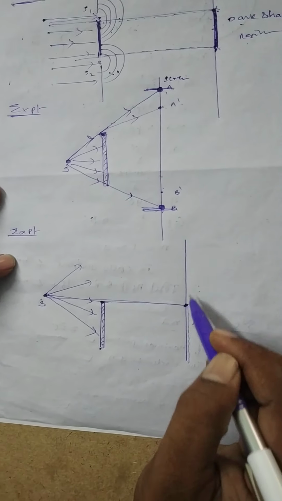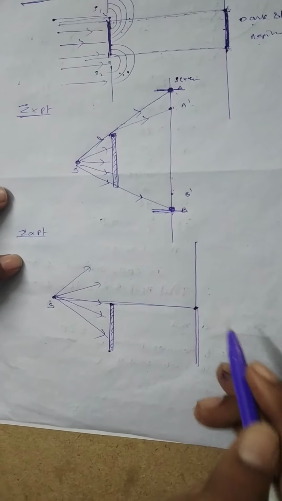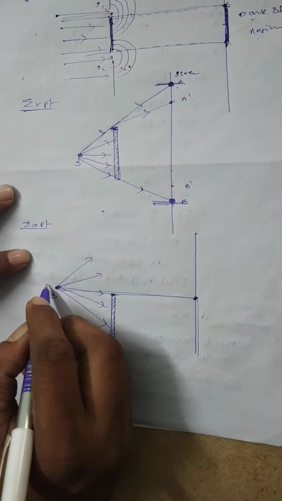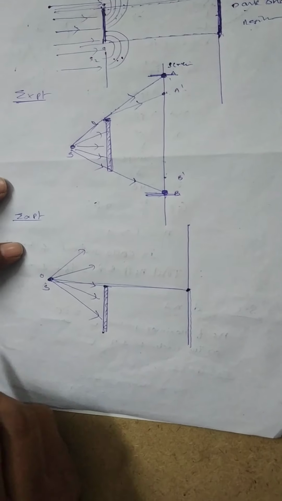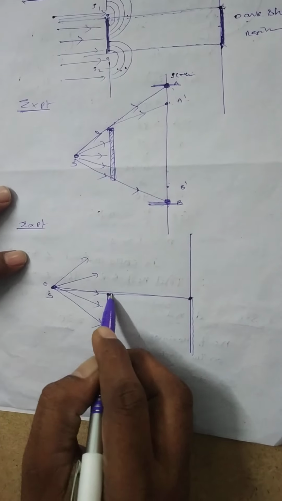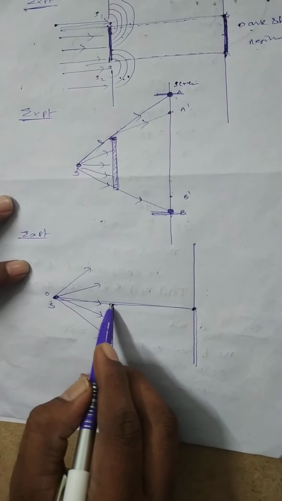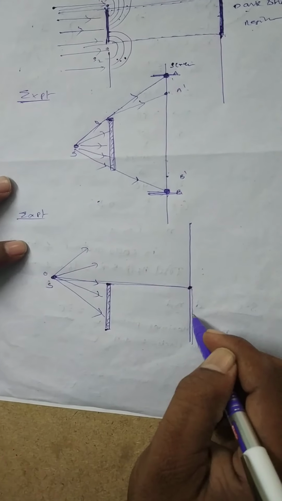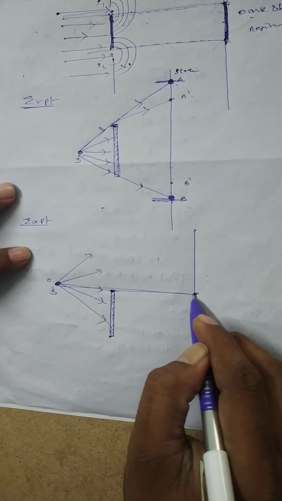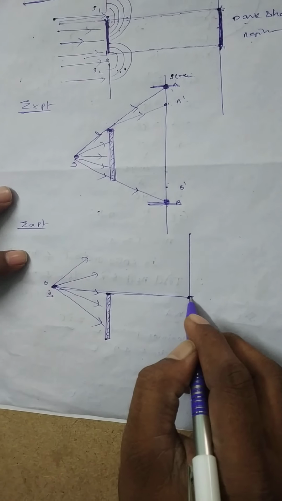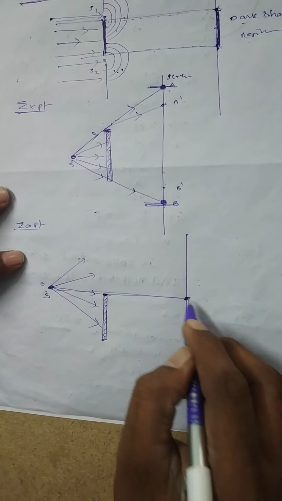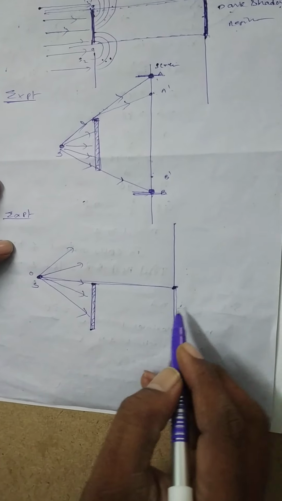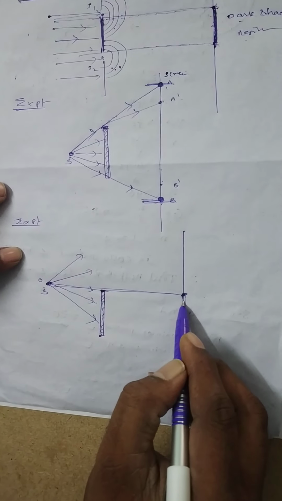And above this one is a completely illuminated region. But from this experiment, we conclude that at the edge of the obstacle, the light just encroaches, meaning the light will extend into the geometrical shadow. That's why this point will not act as the sharp boundary corresponding to dark as well as bright. So the light will encroach like this.